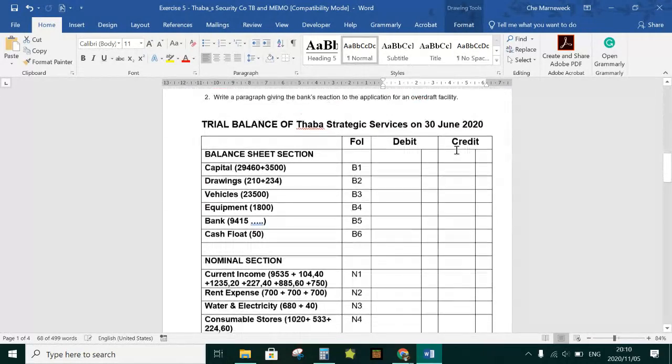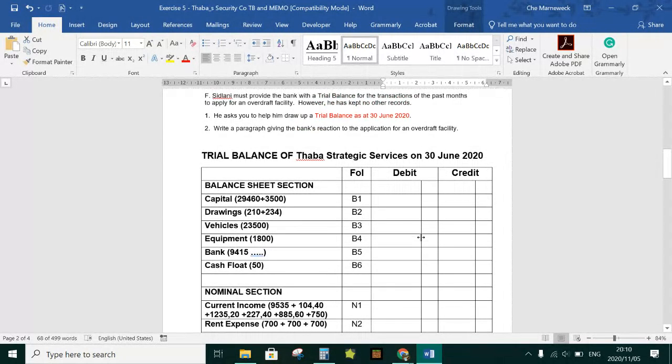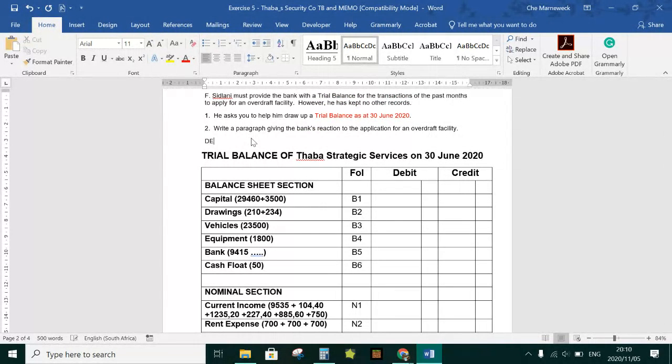Okay, now I need to work out: do I debit or do I credit? How do I know? Remember, debit expenses, assets, drawings. And we're going to credit liabilities, income, and capital. Capital, capital, capital is credit.